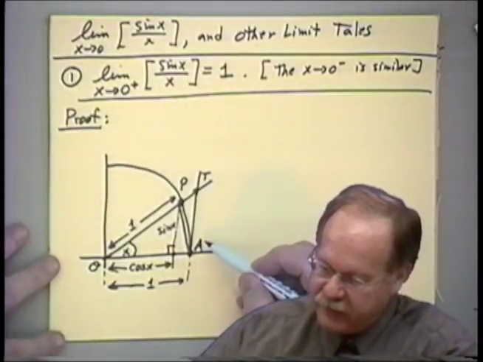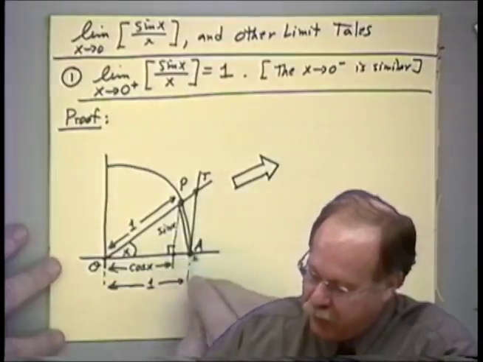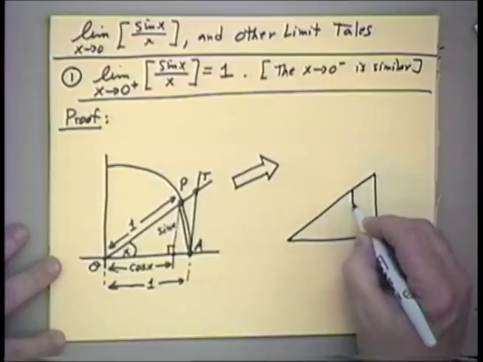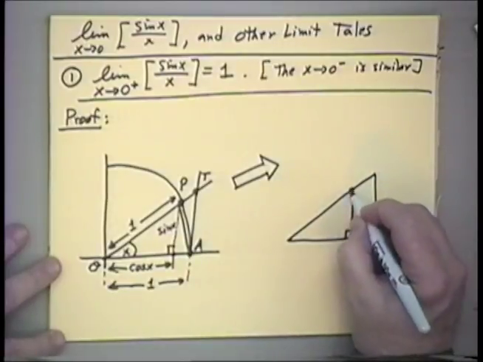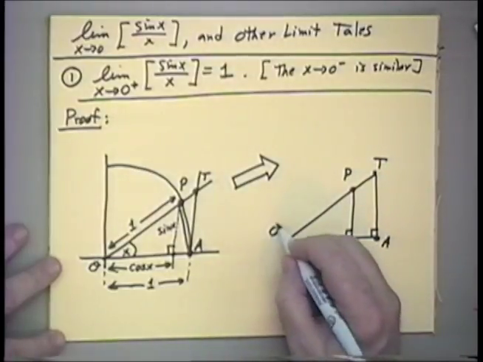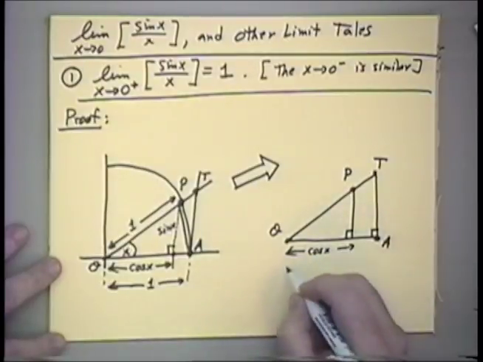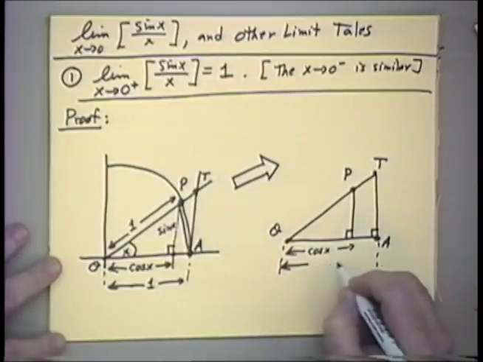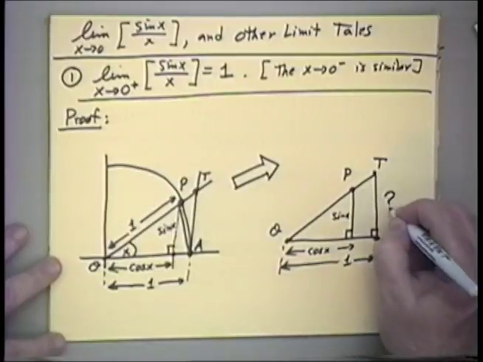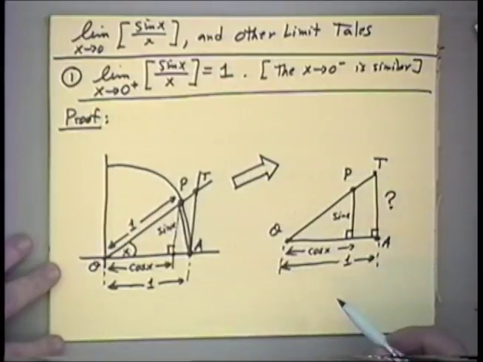I'll need another fact from this picture, so let me go ahead and draw it over here. Let me pull out of this a couple of triangles here. There's one and there's another. And when I label them, you'll see where they are. There's P, T, this is A, and this is O. This distance here is cosine of x. This longer distance is 1. This distance here is sine of x. And I'm interested in finding some expression for the distance from A to T. Now notice that these two triangles are similar triangles.